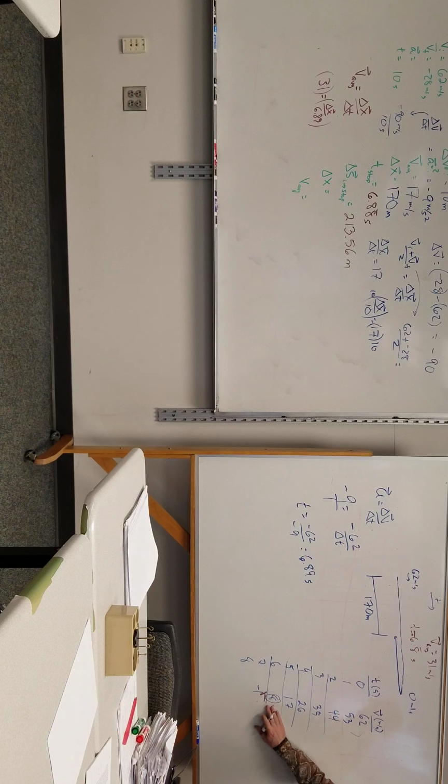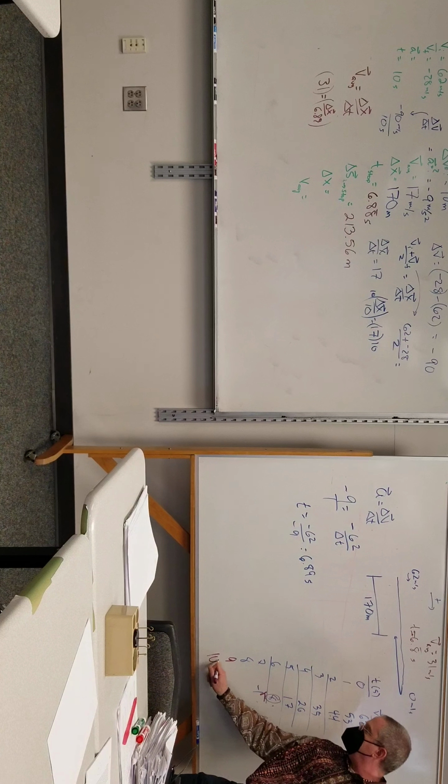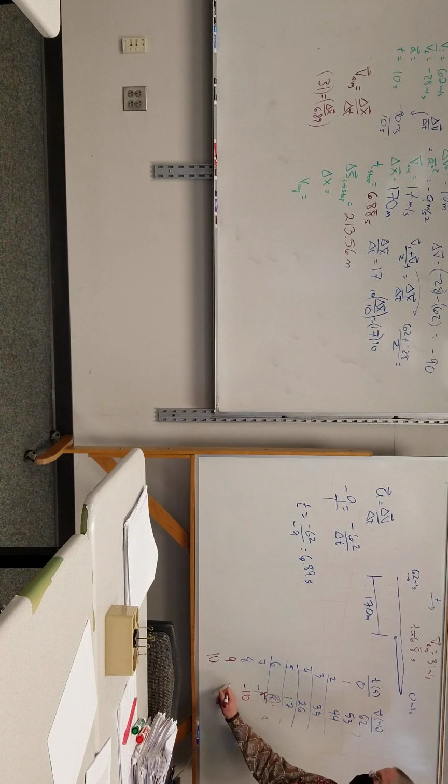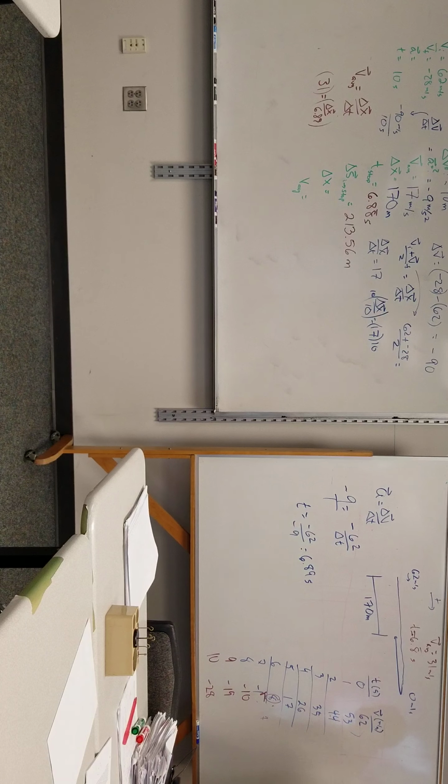So if we looked at the original problem, 9 and 10, this would be negative 10, negative 19, negative 28. Again, it's also a check to see if your acceleration was right, because we had an acceleration of negative 9 meters per second squared, so my change in velocity every second is negative 9 meters per second. If I start here and subtract 9 every time, I should end up with what the problem said was our final velocity.